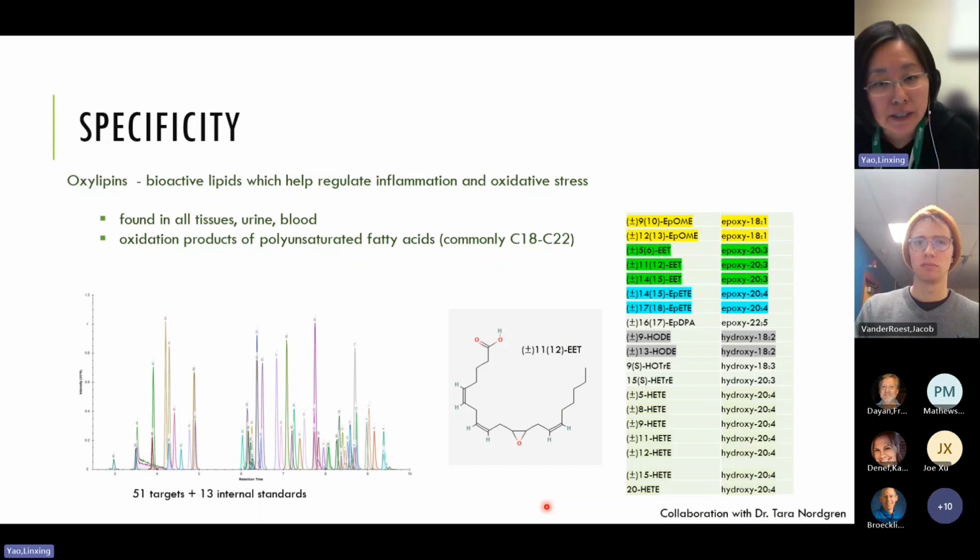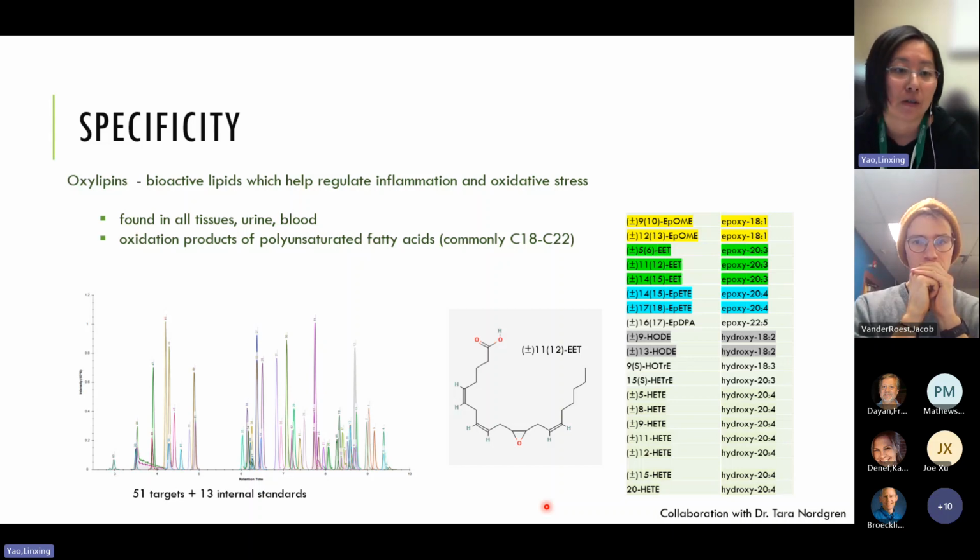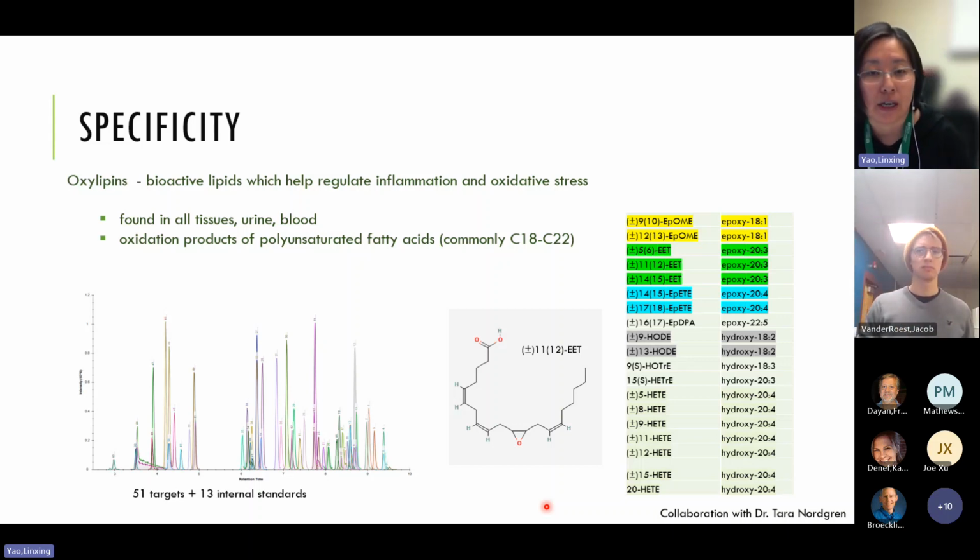Here's an example of an oxylipin panel that we developed in collaboration with Dr. Tara Norgram. Oxylipins are a group of bioactive lipids which help regulate inflammation and oxidative stress, found in all tissues, urine, and blood. They are oxidation products of polyunsaturated fatty acids. An example is here: a fatty acid with a 20 carbon chain length that originally has 4 double bonds, except one of the double bonds is oxidized to an epoxy group.